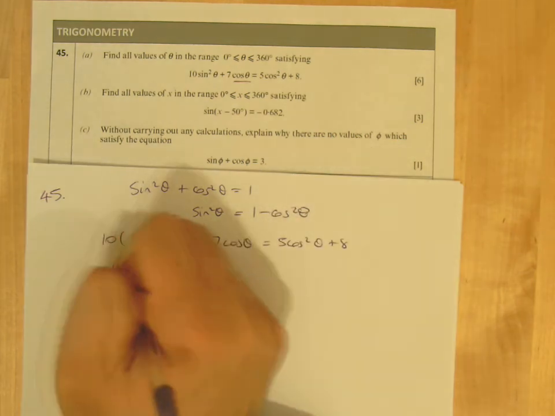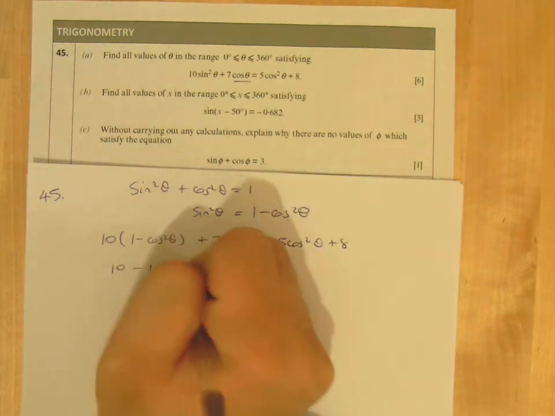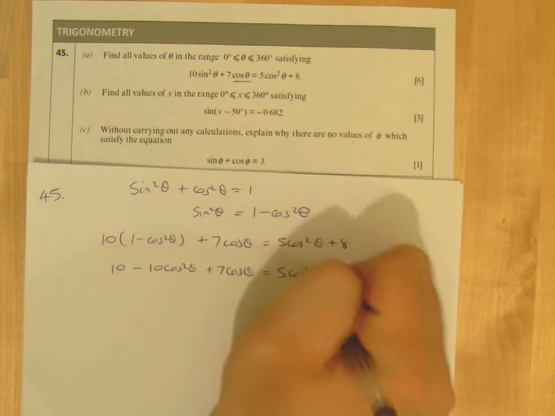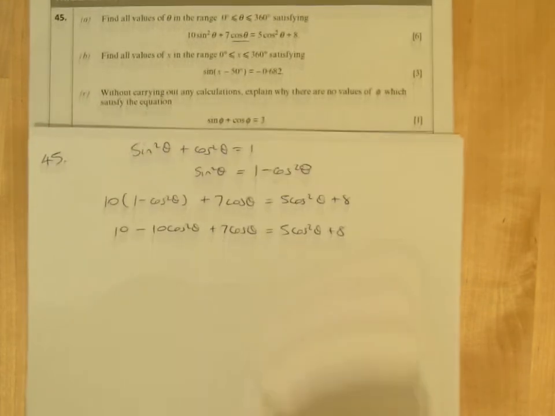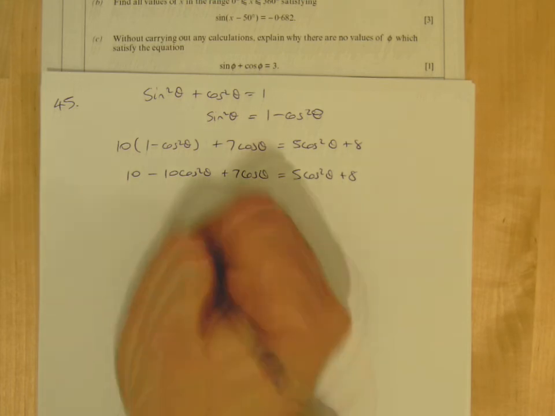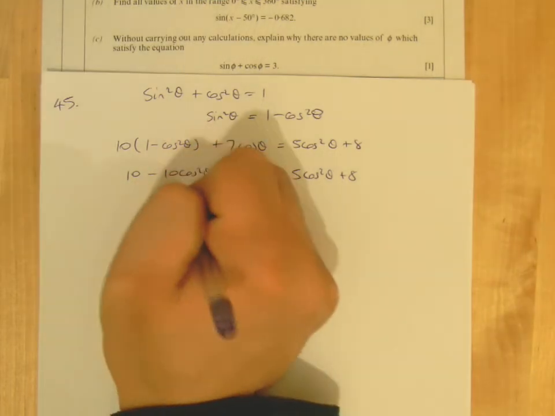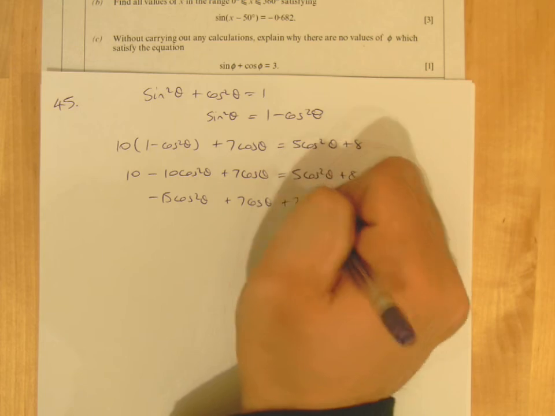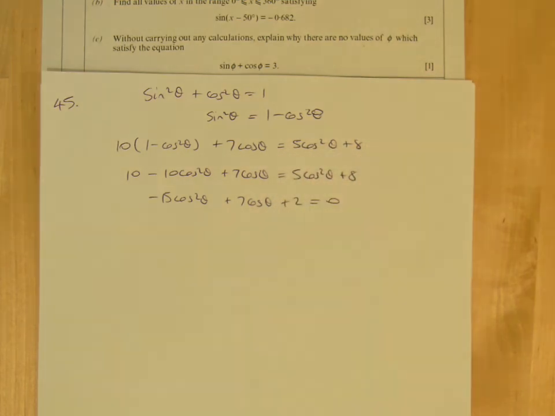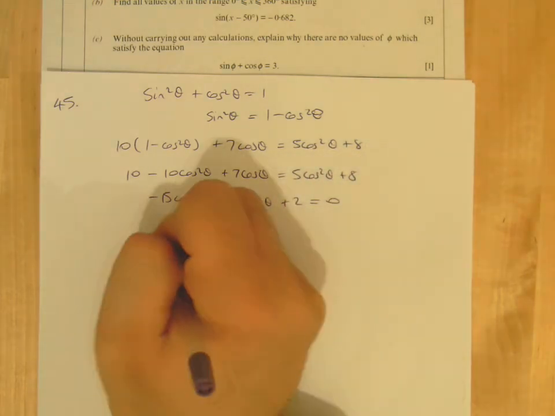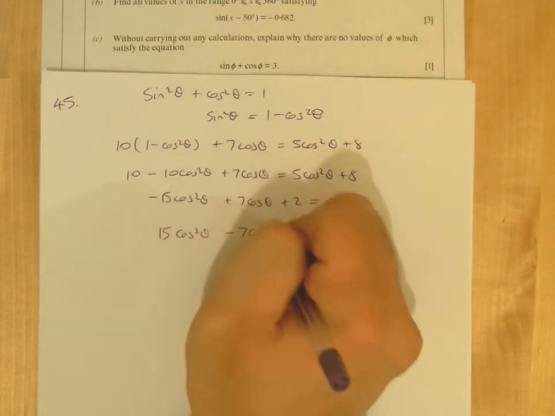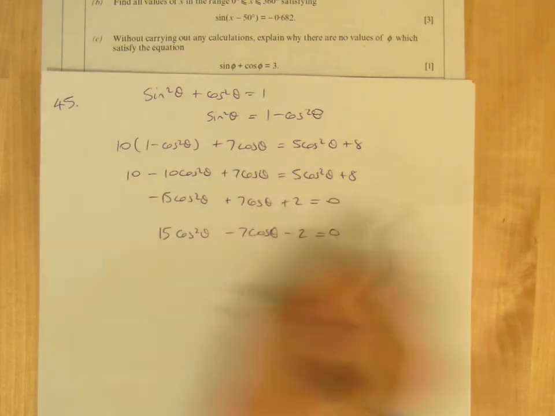Multiply this out: 10 minus 10 cos squared theta plus 7 cos theta equals 5 cos squared theta plus 8. Get everything to the left hand side, so you have minus 15 cos squared theta plus 7 cos theta plus 2 equals 0. Now we shouldn't really have a minus there, that could cause problems, so we'll change that to a plus. But you've got to change all the other signs then, do the opposite. And then you've got a quadratic.